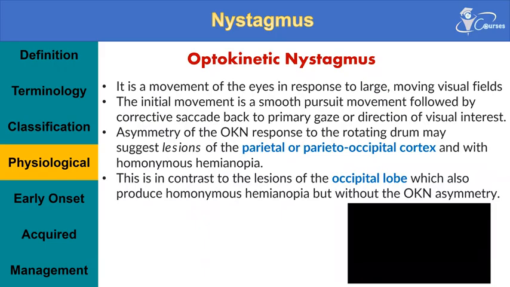The second physiological nystagmus is called the optokinetic nystagmus. It is a movement of the eye in response to a large moving visual field, like if you are rotating a drum, an optokinetic drum, in front of the patient. You remember this word, optokinetic drum? We said it the last time in the assessment of the visual acuity in children.